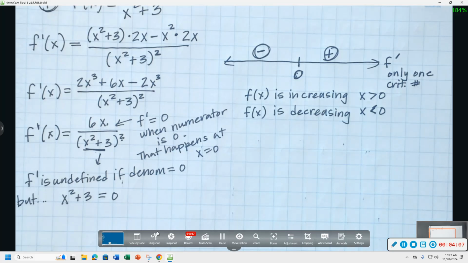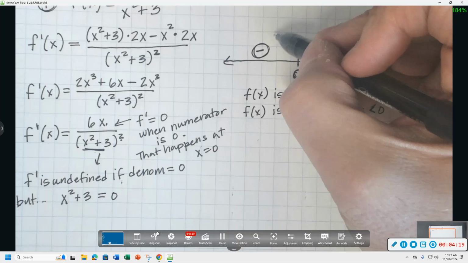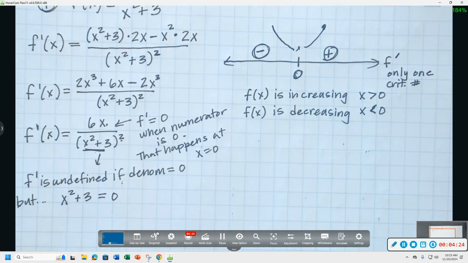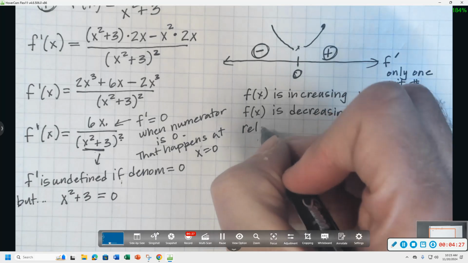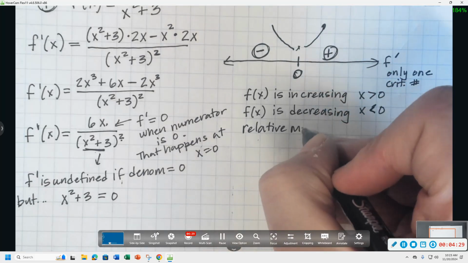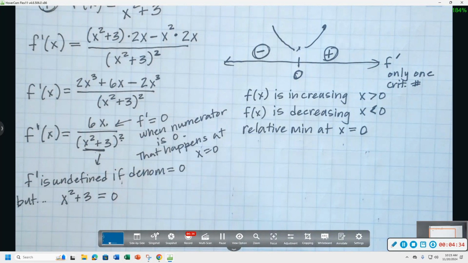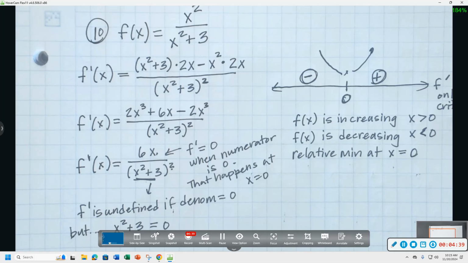Much easier than the last problem, right? What is happening at 0? We have a relative what at 0? Please say it. Relative min. Going from negative, it's going down. My f of x is going down. It hits that point, and then it's going up. Minimum. So we have a relative min at x equals 0. No relative max. There's no relative max at all. Okay? So look, we're making light work of this, right?